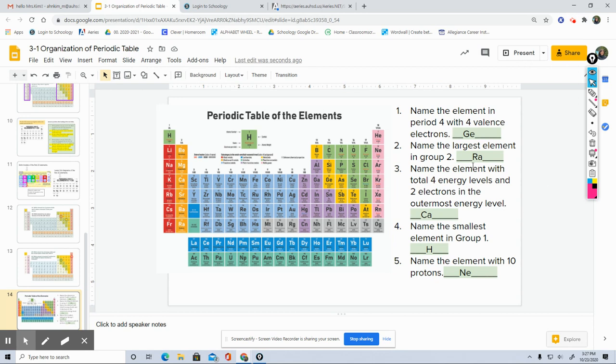Okay, so I already typed the answers for this slide. So make sure you pause, try it first, and double check the answers and see if you understand everything.